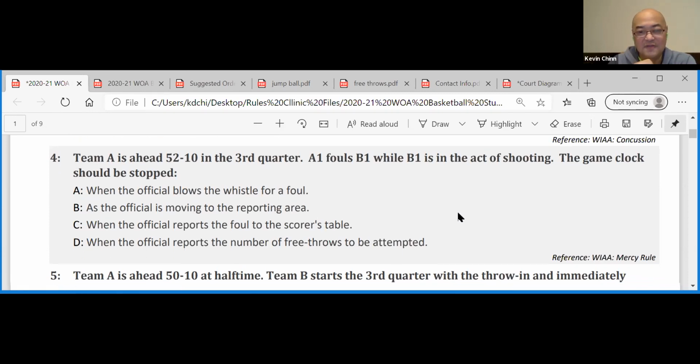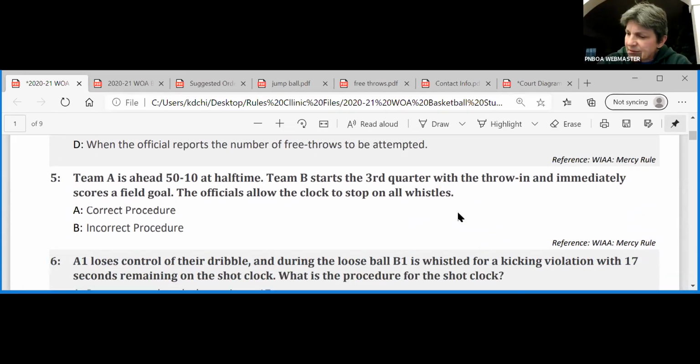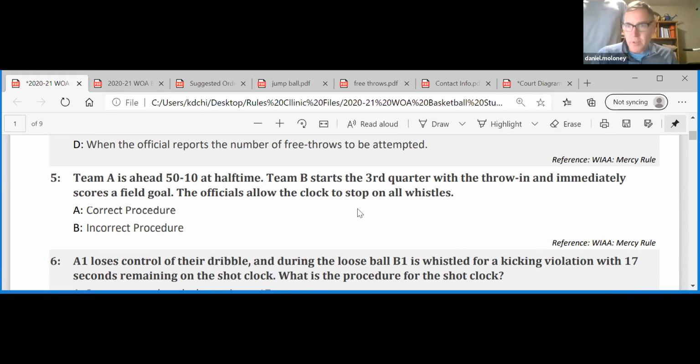Okay, number 5, Dan. Oh boy, he gave me an easy one. Not on purpose. I think we just covered this. Team A is ahead 50-10 at halftime. Team B starts the third quarter with a throw-in and immediately scores a field goal. The officials allow the clock to stop at all whistles is the incorrect procedure.